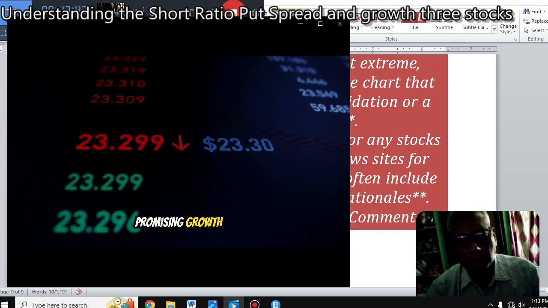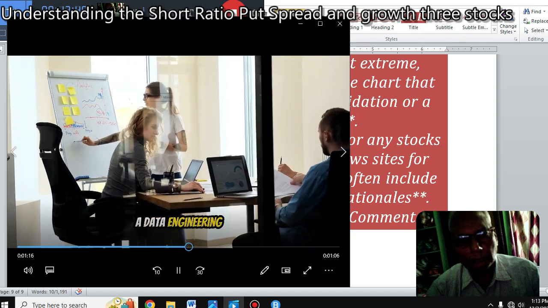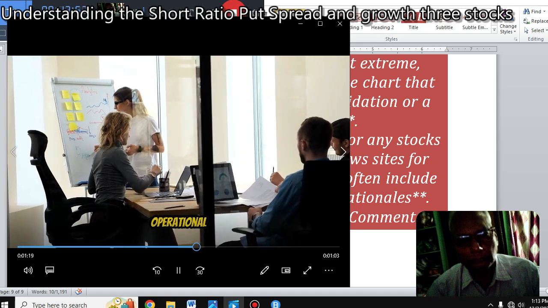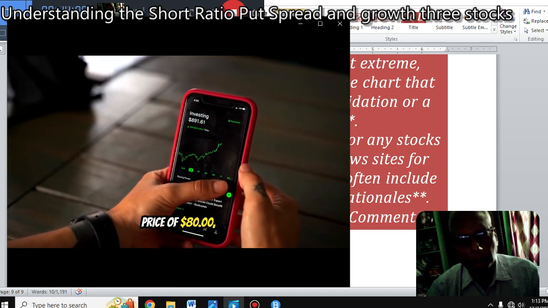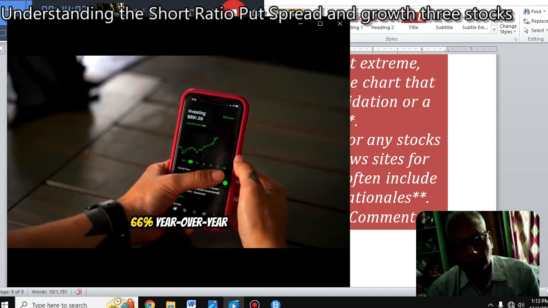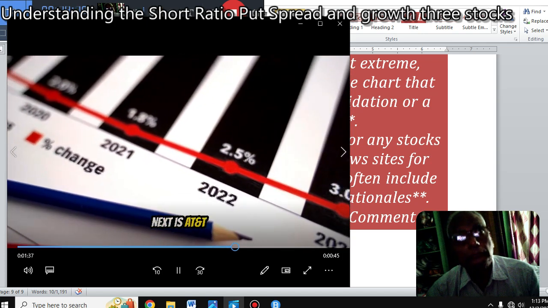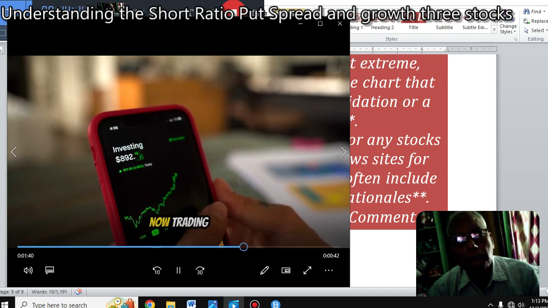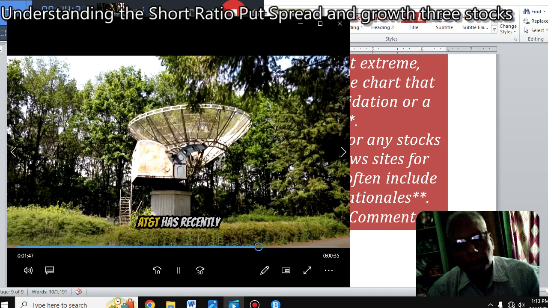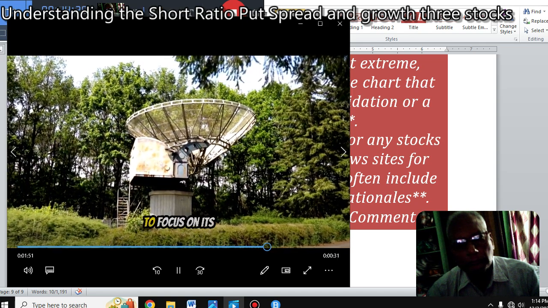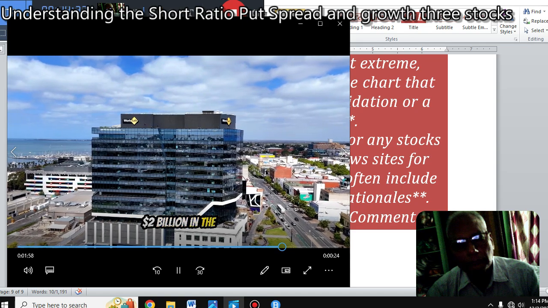Let's take a look at 3 promising growth stocks currently trading under $20. First is Innodata Inc., a data engineering firm leveraging artificial intelligence to boost operational efficiency. Innodata is trading at $57.21 with a target price of $80 and has reported a significant 66% year-over-year revenue increase in the second quarter of 2024. Next is AT&T Inc., a telecommunications giant now trading at $25.58 with a target price of $30.64. AT&T has recently sold its majority stake in DirecTV to focus on its core wireless business, a move expected to generate $2 billion in the coming year.